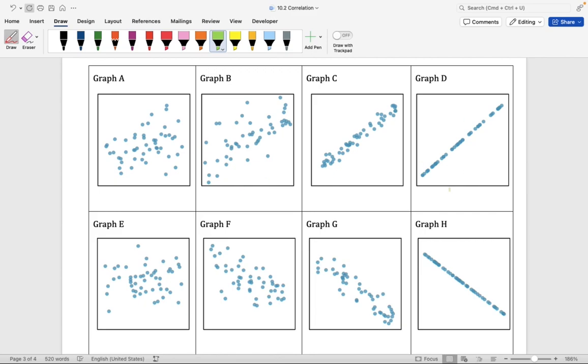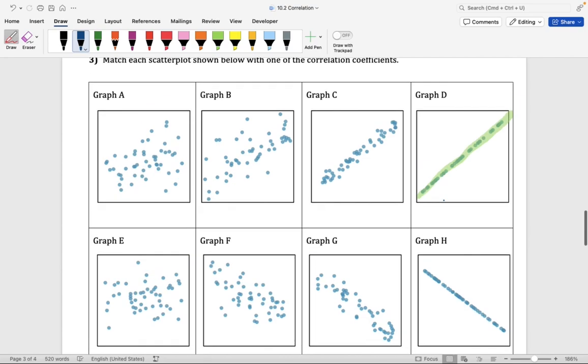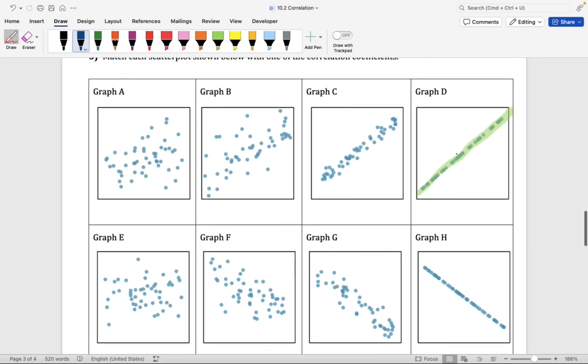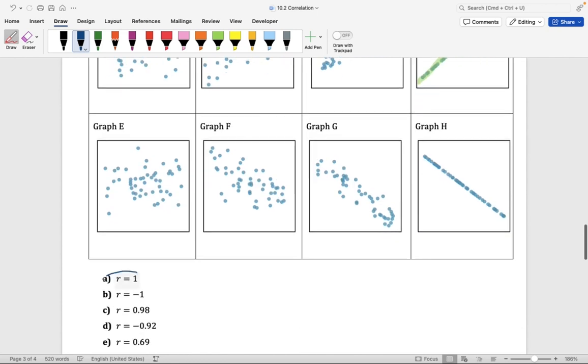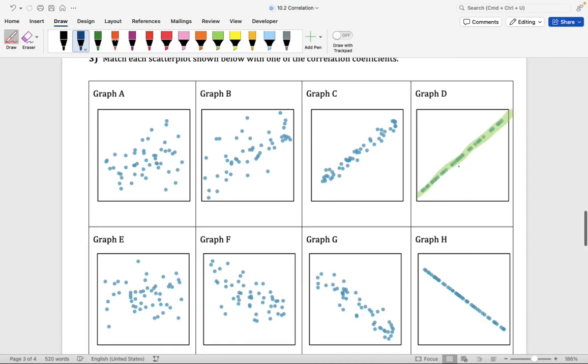So here in graph D, we see a scatter plot where the points create a perfect line, and this line has a positive slope. This is what we would call a perfect linear relationship, and we would also say that this is a positive linear relationship. So for this graph, we're expecting a positive R value, and we're expecting that R value to be 1. Notice here, we have R equal to 1. That is the correlation coefficient for graph D. So I'm just going to write R equal to 1 below the scatter plot.